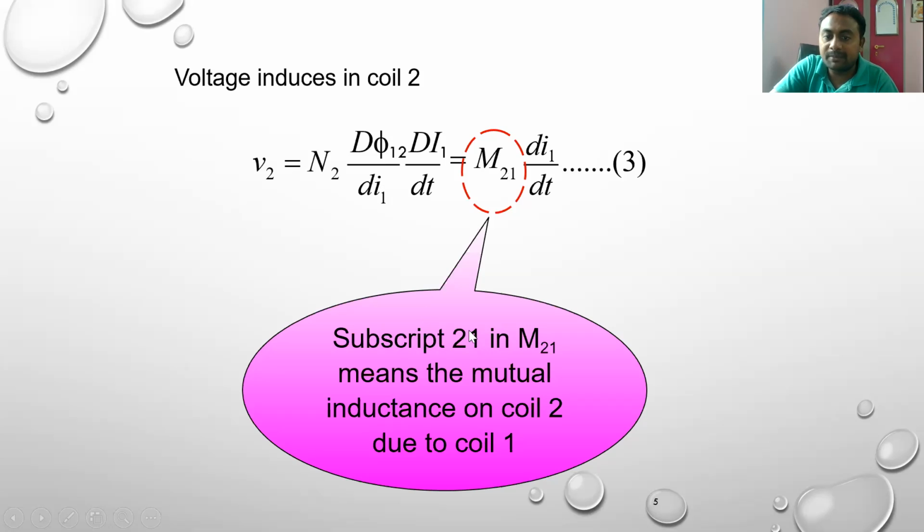The subscript 21 in M21 means mutual inductance on coil 2 due to coil 1. So it is the EMF in coil 2 because of the current flowing through coil 1. I am representing M as mutual inductance, and the EMF produced is called the mutually induced EMF.